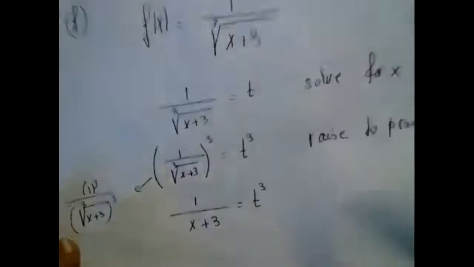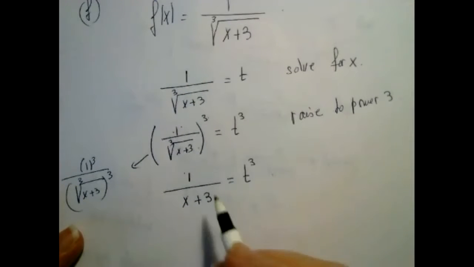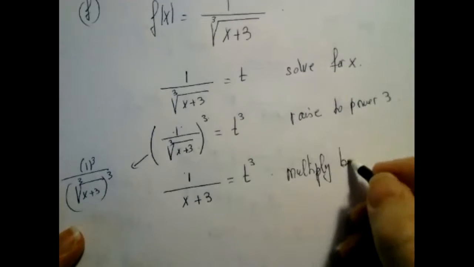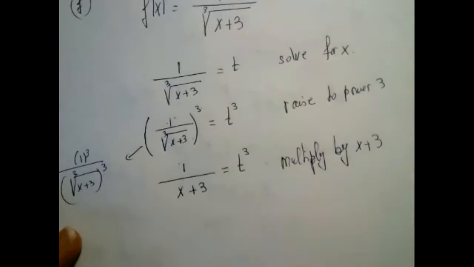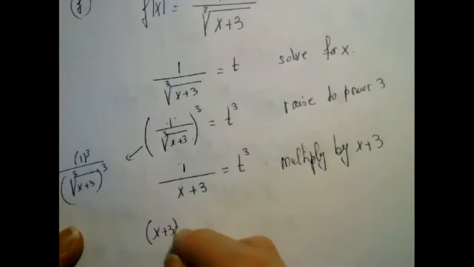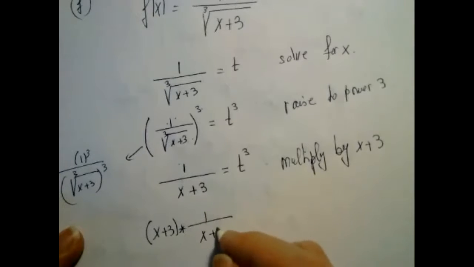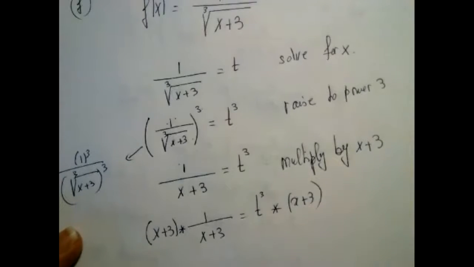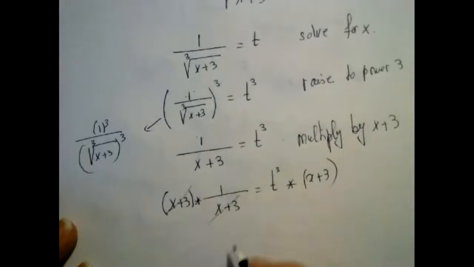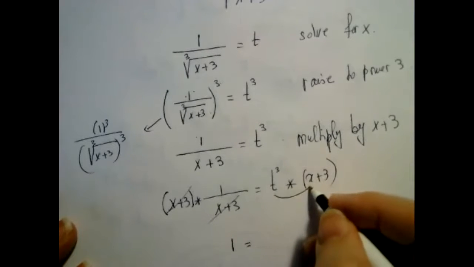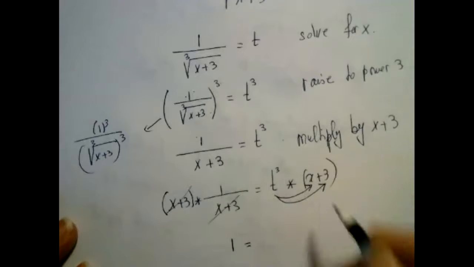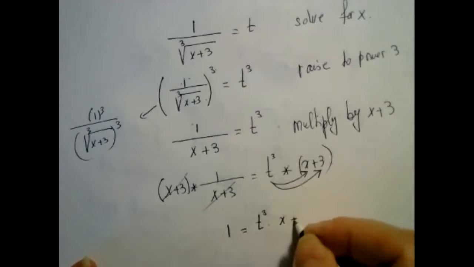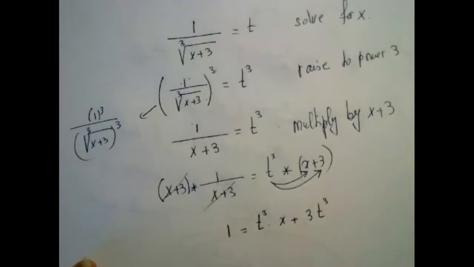Okay, now I need to isolate x. I need to isolate x. So we will do exactly what we did before. We multiply both sides by x plus 3. To isolate my x, I will have x plus 3 times 1 over x plus 3 equal t to the power 3 times x plus 3. And now this and this simplify. I have 1 equal. Now I have to distribute. The only way to get x out is to distribute first. I will have t to the power 3 times x plus 3 times t to the power 3.